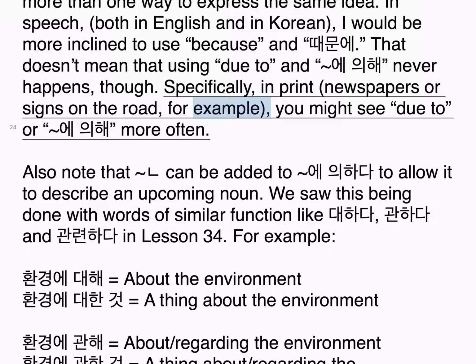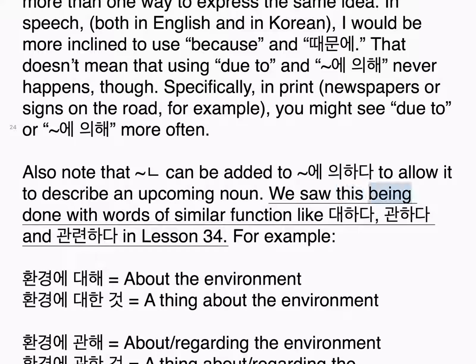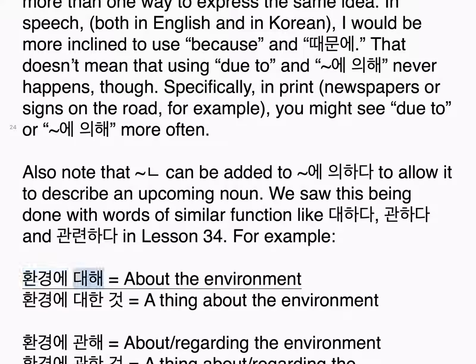For example, you might see "due to" or 에 의해. More often, also note that 니은 can be added to 에 의하다 to allow it to describe an upcoming noun. We saw this being done with words of similar function like 대하다, 관하다, and 관련하다 in lesson 34. For example, 환경에 대해.